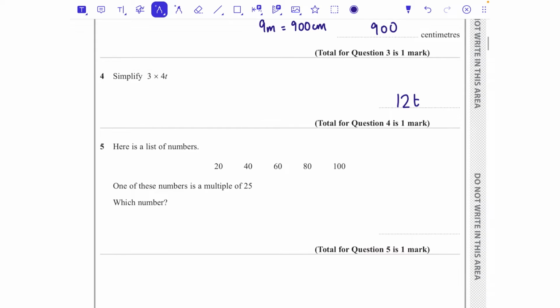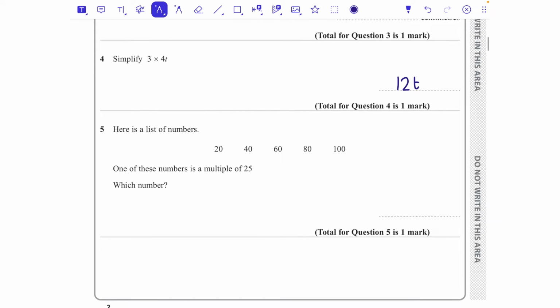Question number 5. Here is a list of numbers. We've got 20, 40, 60, 80 and 100. One of these numbers is a multiple of 25. Now a multiple is a number in the 25 times table. So multiples of a number are numbers in its times table. So multiples of 25 would be 25, 50, 75, 100, 125 and so on.